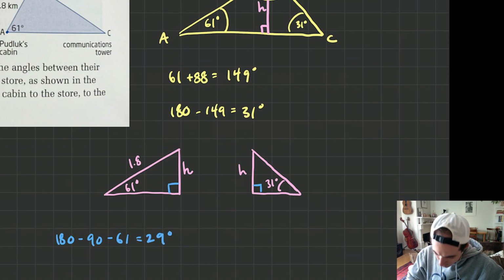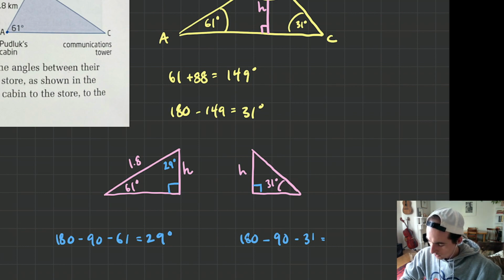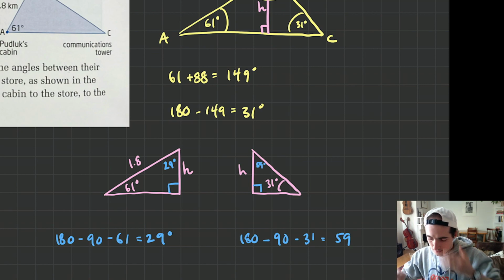So this is 29 degrees. Okay. Then this next angle right over here, we can figure that one out, and that would be 180 minus 90 minus 31, which is going to be 59. So this is 59 degrees.